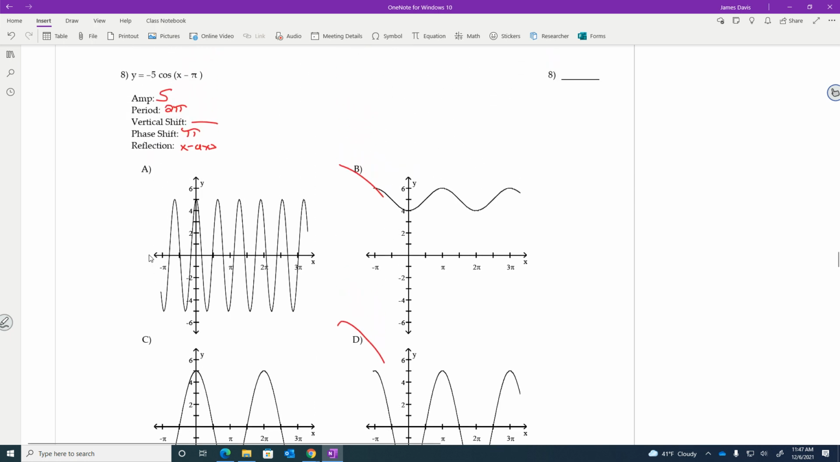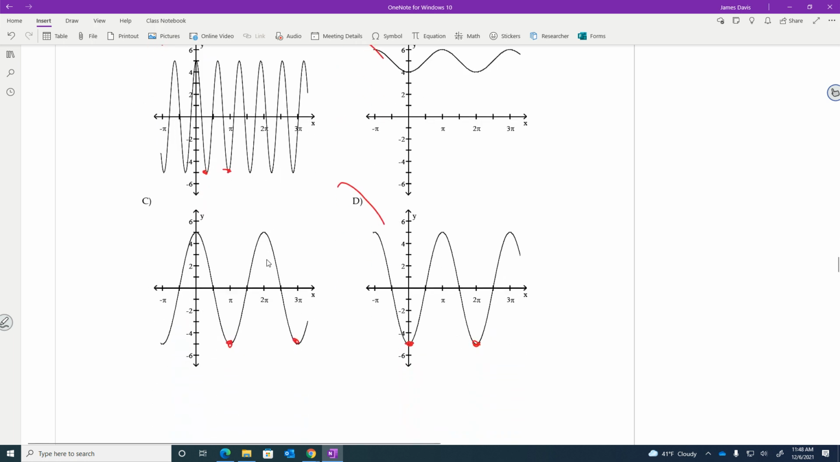And then this one has to be from here to here, and clearly the period isn't 2 pi on this one. So we want A. So C is the correct answer there. That one's a little bit challenging to tell between those two.